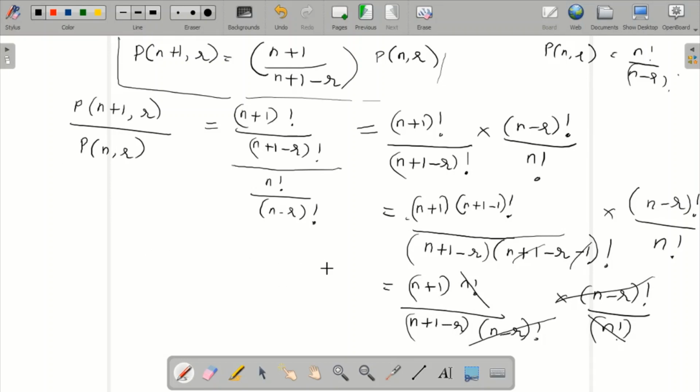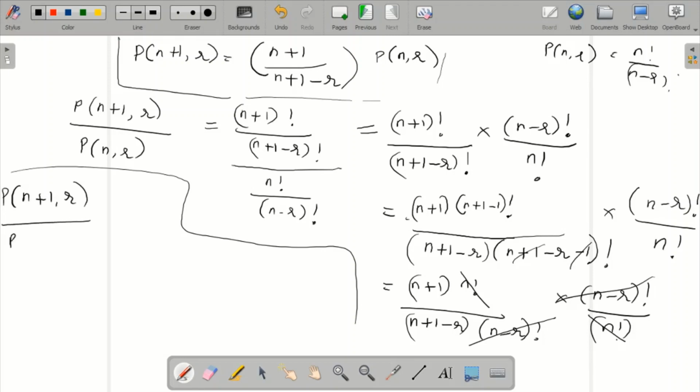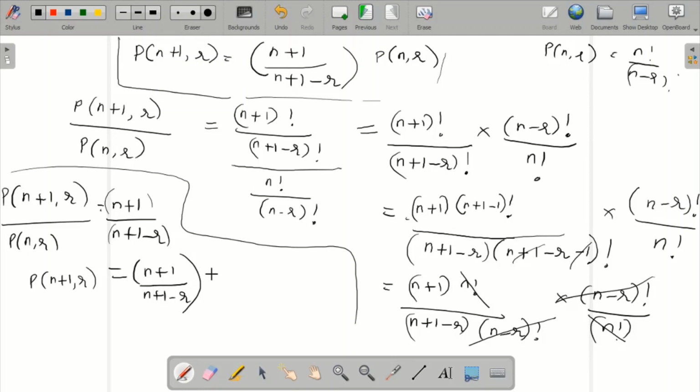I will write this continuation over here. So we got P(n+1, r) by P(n, r) is equal to (n+1) divided by (n+1-r). This is what we got over here. Just this denominator has to go to the right-hand side. So P(n+1, r) is equal to (n+1) divided by (n+1-r) into P(n, r). I took it to the right side, so it became P(n, r).